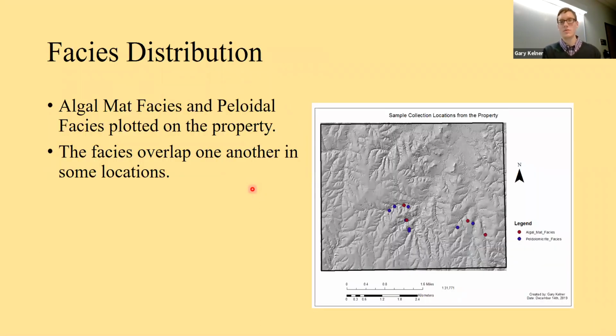We're looking at the facies distribution on the study property. The algal mat facies and peloidal facies were plotted as shown in this map on the right. The facies overlap one another in some locations, as indicated by this red oval on the property area.